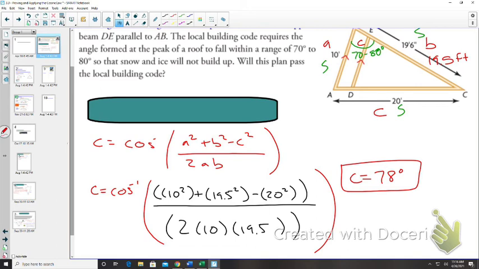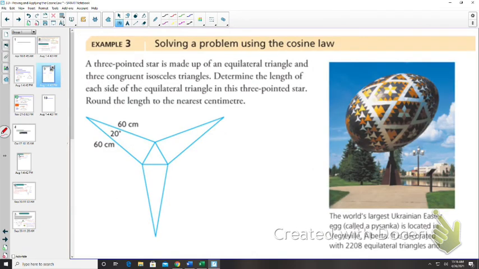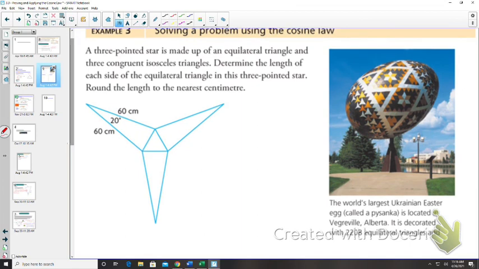Okay, almost there. Last one. A 3-pointed star is made up of an equilateral triangle and 3 congruent isosceles triangles. So equilateral, what can we say about the sides? They're all the same. What about isosceles? Two are the same. And what's our third type of triangle that we did not talk about?